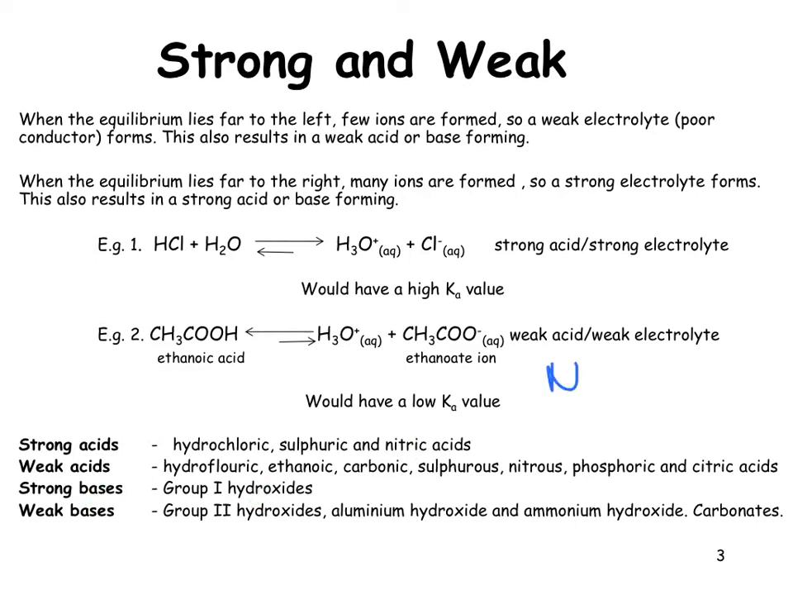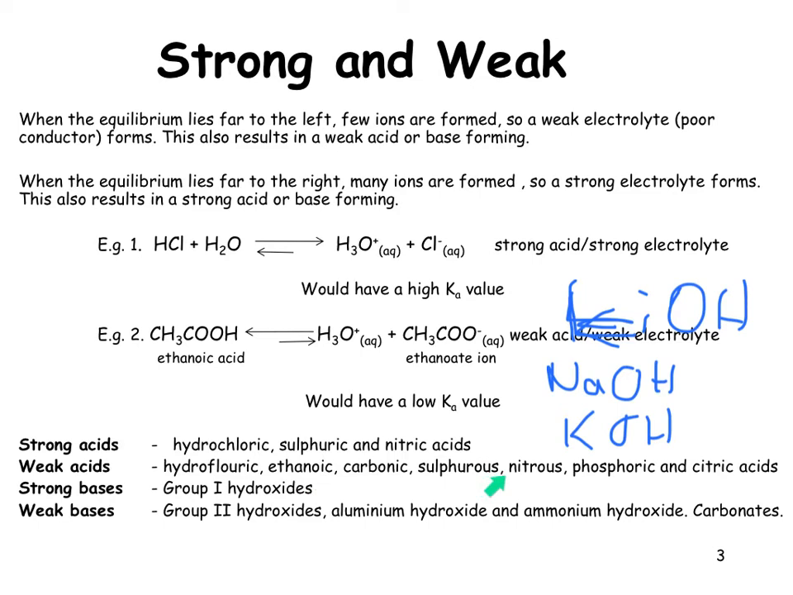In other words, sodium hydroxide, potassium hydroxide, and lithium hydroxide are all strong bases. Your weak acids are things like hydrofluoric, ethanoic, carbonic, sulfurous, nitrous, phosphoric, and citric acids. Their equilibriums all lie to the left. And weak bases are things like magnesium hydroxide, calcium hydroxide, aluminium hydroxide, and ammonium hydroxide. And all carbonates are actually weak bases as well.